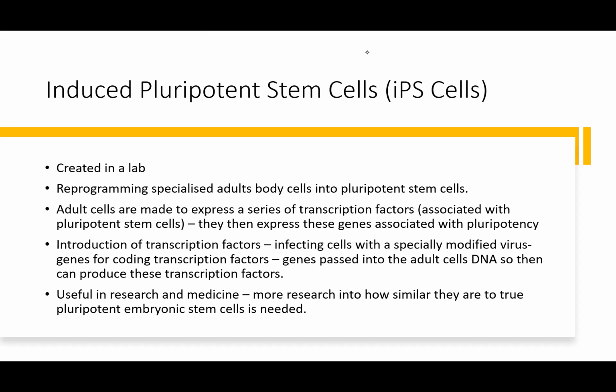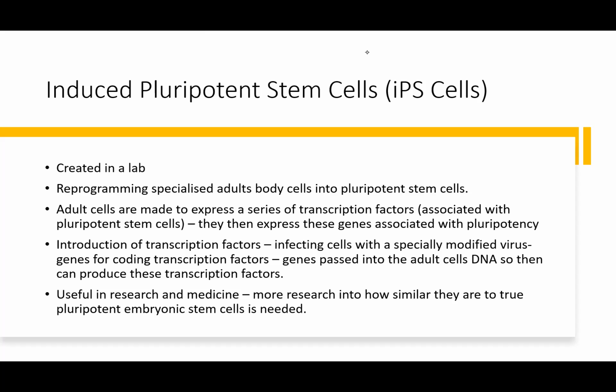These are really new, and there's a lot of research going into those at the moment. So iPS cells are created by scientists in a lab. The process involves reprogramming specialized adult body cells into pluripotent stem cells. So, for example, taking skin cells and turning them back into pluripotent stem cells.